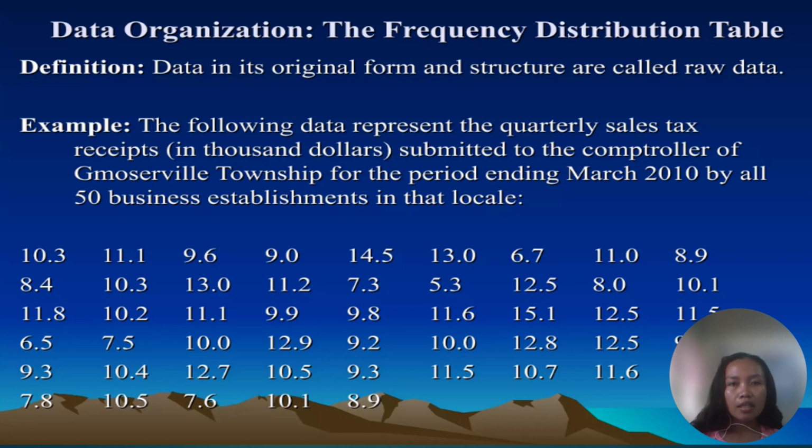So this is the frequency table, one of the data organizations. Definition: data in their original form and structure are called raw data. Example: the following data represent the quarterly sales tax receipts in $1,000 submitted to the comptroller of Jimoserville Township for the period ending March 2010 by all 50 business establishments in the locale. So this is the quarterly sales tax. I will not read this.